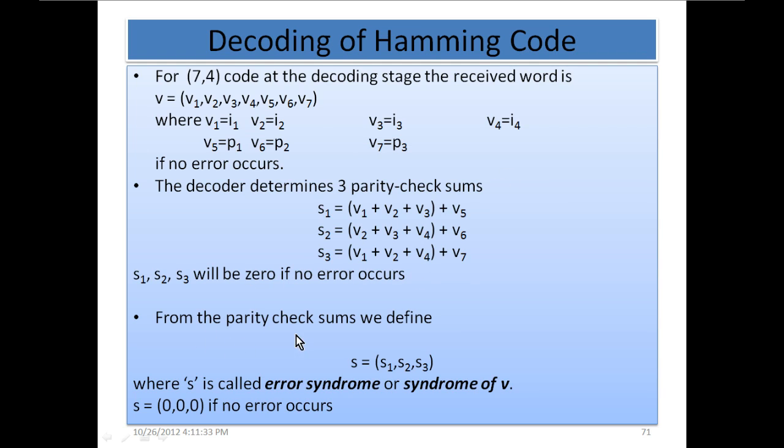From the parity checksums, we define S equal to S1, S2 and S3, where S is called the error syndrome, or syndrome of V. S is equal to 0, 0, 0 if no error occurs.